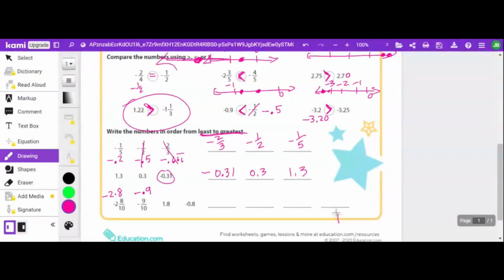Which number goes right here automatically without doing any other work? Remember, we're going from smallest to biggest. So the biggest number is 1.8. It's the only positive. All the rest are negative. So since it's the only positive, it has to be the biggest number. Which one of those has to go right here automatically? Because it's the very smallest number. It's the one that's more negative.